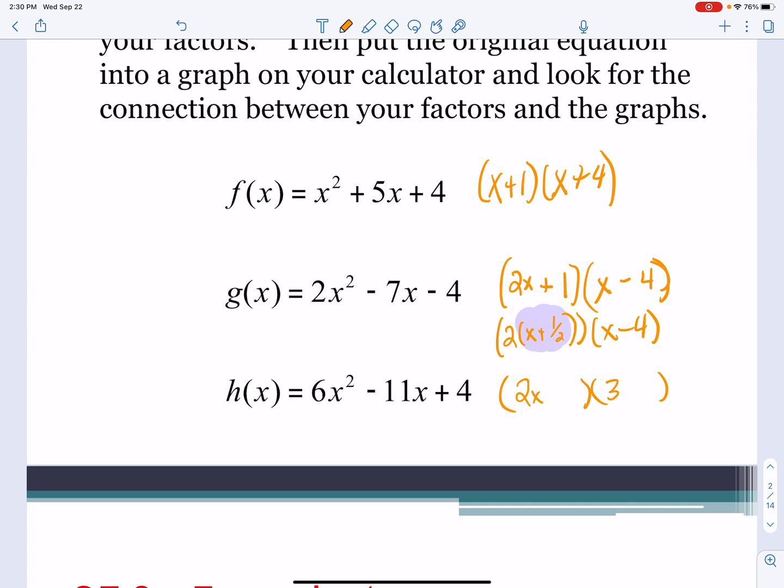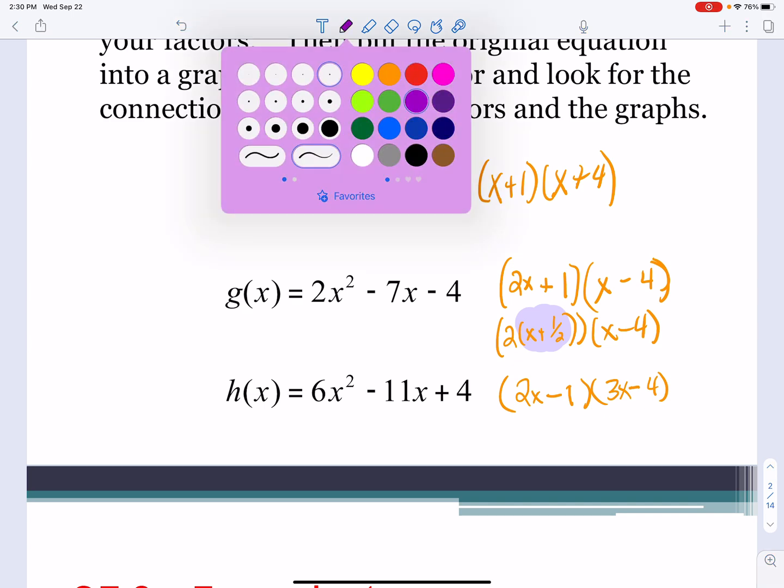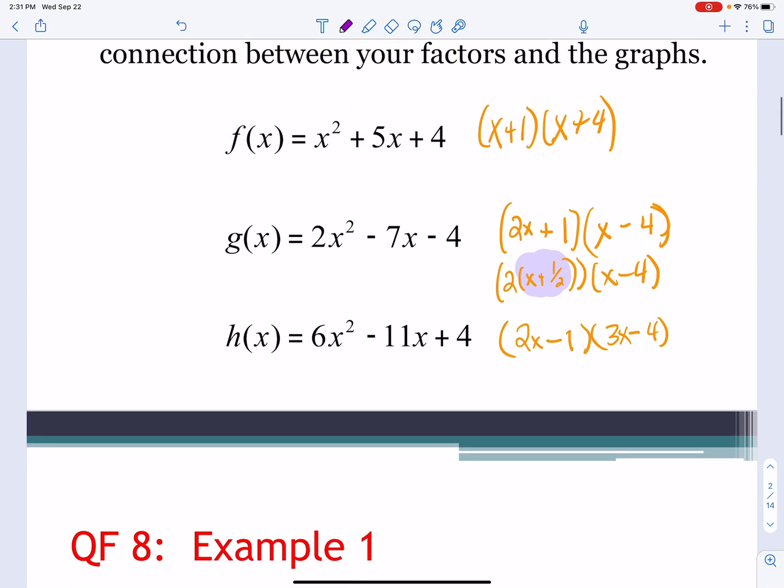I think I need an 8. I do. Okay, so if I think about this process, before I even graph this, I can tell where it hit. So if it's 2x minus 1, I would set that equal to 0. So I'd have 2x equals 1, x equals 1/2. So when I graph this in a minute, it's going to hit at 1/2.